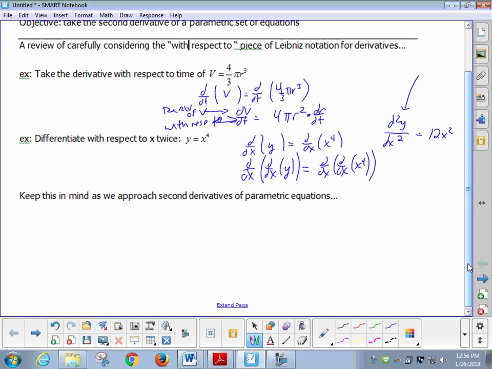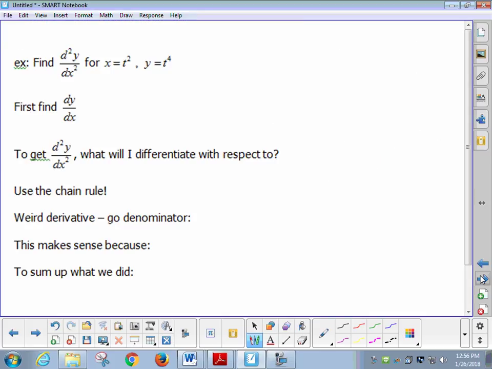Let's look then at parametric equations. Keep this in the back of your mind as we go. Here we go. So in parametric equations, we talked about finding the first derivative, dy/dt over dx/dt. Now we can verify that makes sense, because if you clean it up algebraically, the reciprocal would come up and the dt's drop out. And we have our dy/dx. Okay.